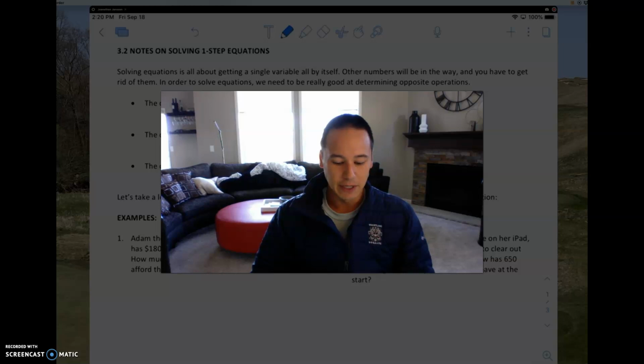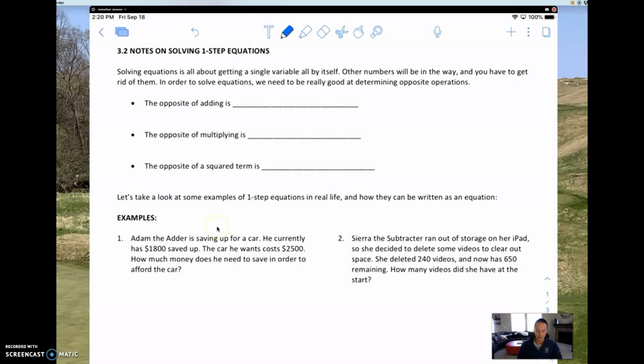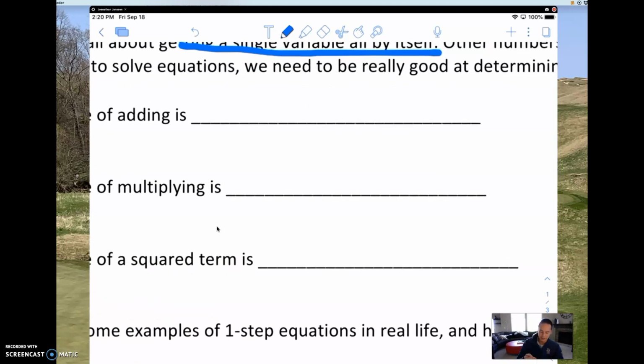Everything about solving equations is about trying to get a variable all by itself. So we are trying to get this variable all by itself. There's going to be some other numbers in the way, and all you have to do is do the opposite thing to get rid of it. So we're going to get really good at opposites. So the opposite of adding is going to be subtracting.